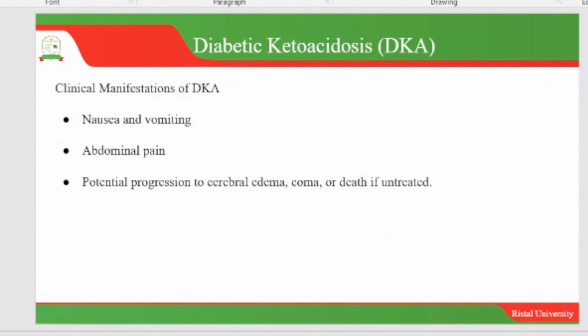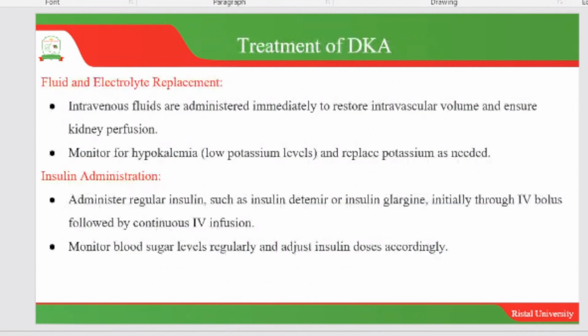So what are the clinical manifestations of diabetic ketoacidosis? One is nausea and vomiting, abdominal pain. Then the other one is potential progression to cerebral edema, coma, or death if it is unattended to.